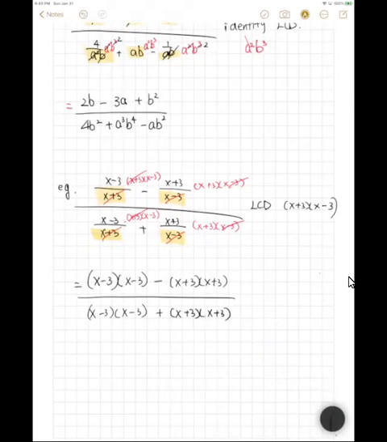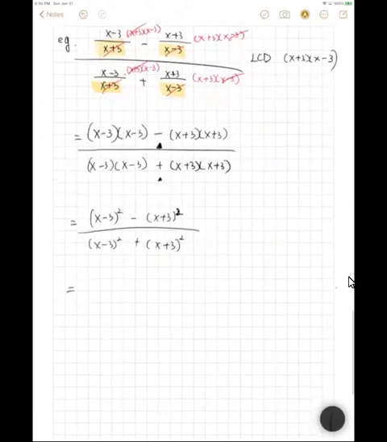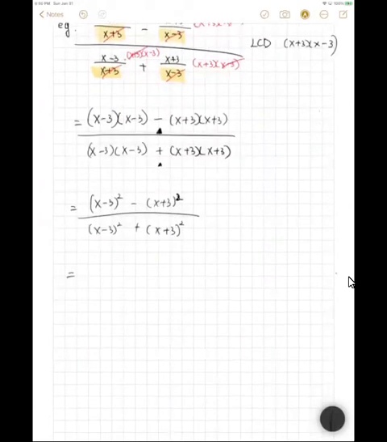Oh, they all look the same. We can cross cancel. Hey, wait a minute. This is add, this is subtract. So we really need to FOIL this. So we have x minus 3 squared minus x plus 3 squared over x minus 3 squared plus x plus 3 squared. Well, we can expand this. We already learned the perfect square.